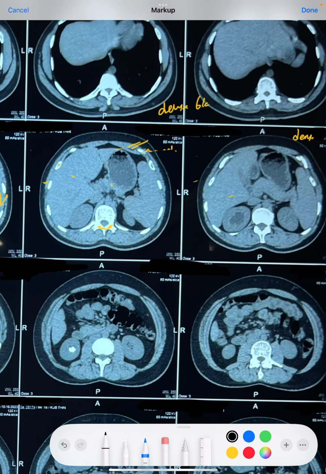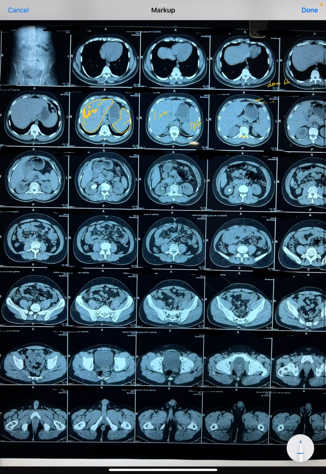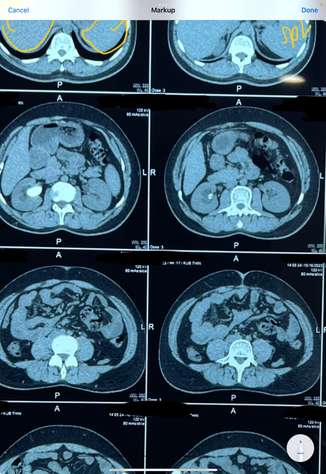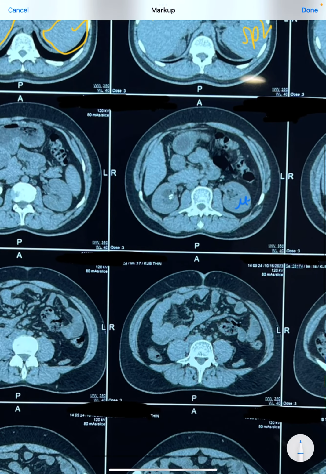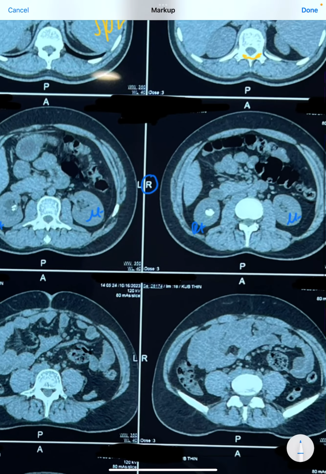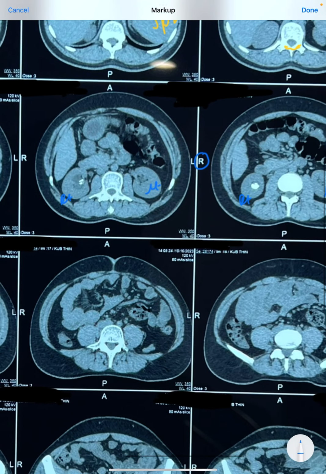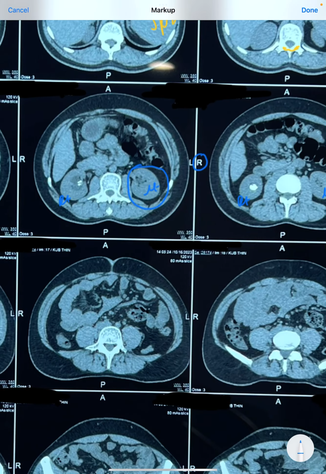In this CT scan, what we'll be seeing is the kidneys. So the next structure to see is kidneys. So this is the left kidney and this is the right kidney, because R means right, L means left. So this is a normal structure of the kidney, where the kidney is very clearly placed in the omental fat.